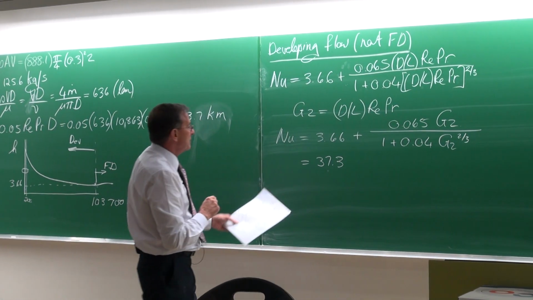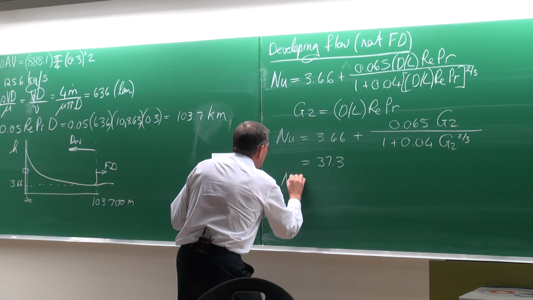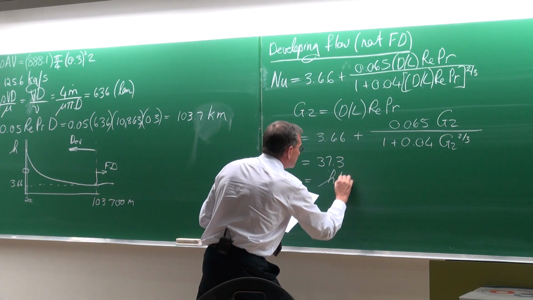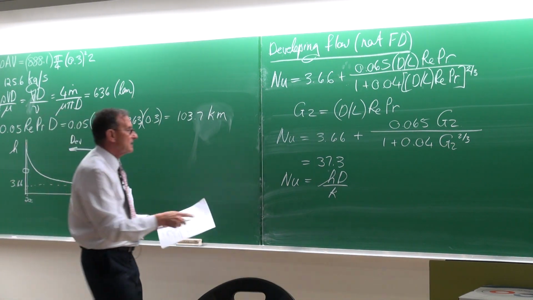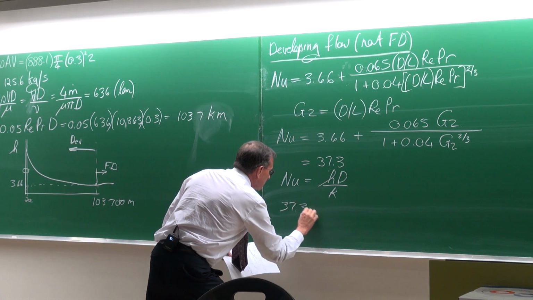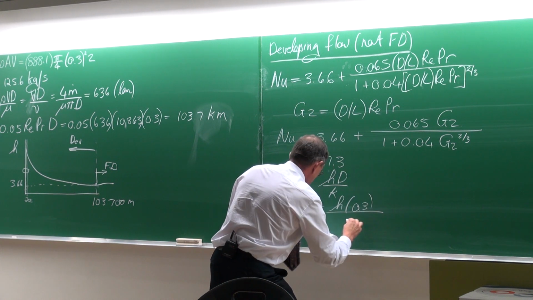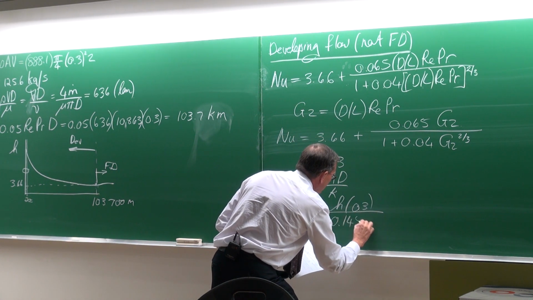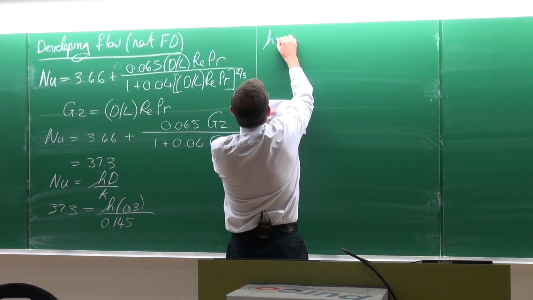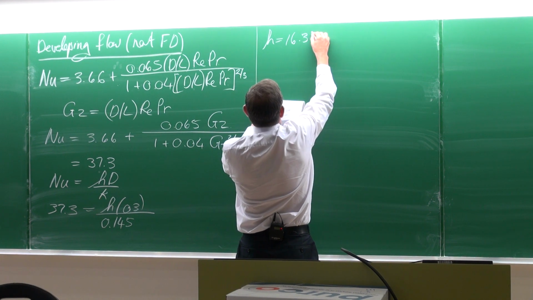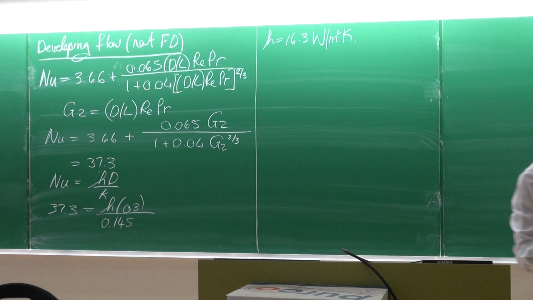Right, if this Nusselt number is equal to 37.3, then we can calculate the heat transfer coefficient by saying the Nusselt number is equal to the heat transfer coefficient multiplied by the diameter divided by K. The Nusselt number 37.3 is equal to the heat transfer coefficient times 0.3 divided by K, which is equal to 0.145, from which you can calculate the heat transfer coefficient as 16.3 watts per square meter Kelvin or degrees Celsius, whatever you prefer.